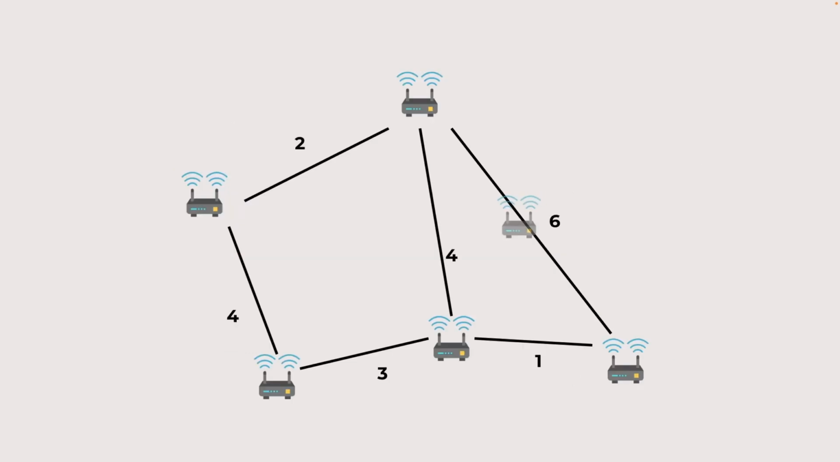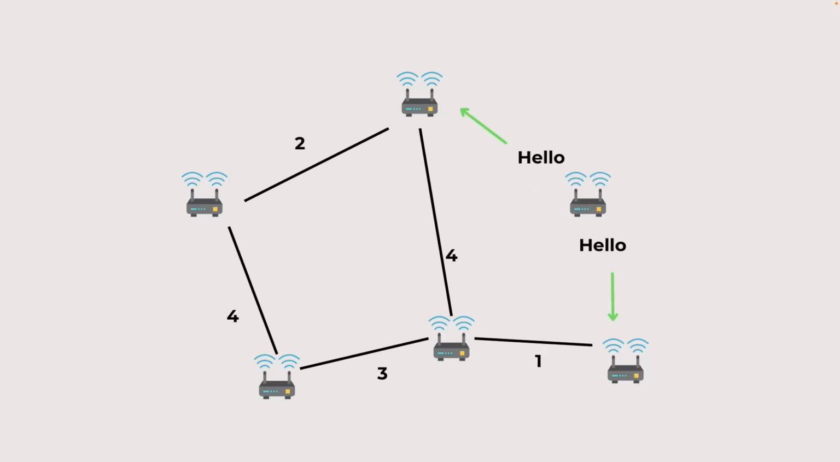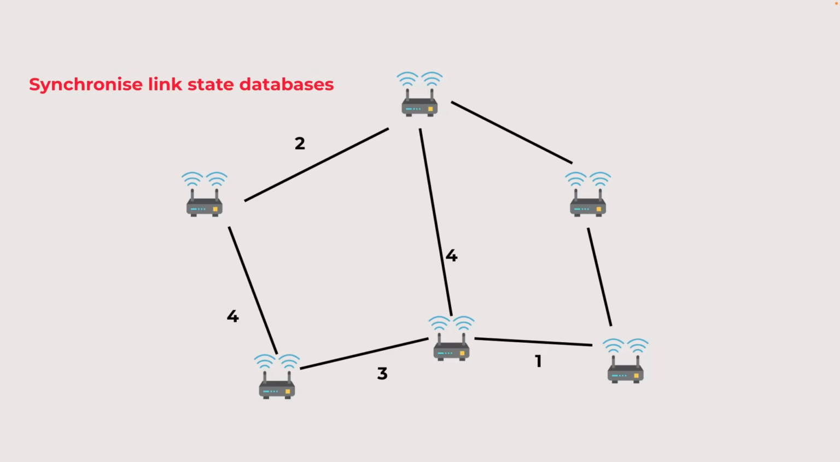Now the company adds a new router. When a new router joins the network, it sends out hello messages to find its neighbors. They check that key settings match, like the area and authentication, and if they match, they form an adjacency. Adjacency is important because it allows the routers to synchronize their link state databases, or LSDBs.